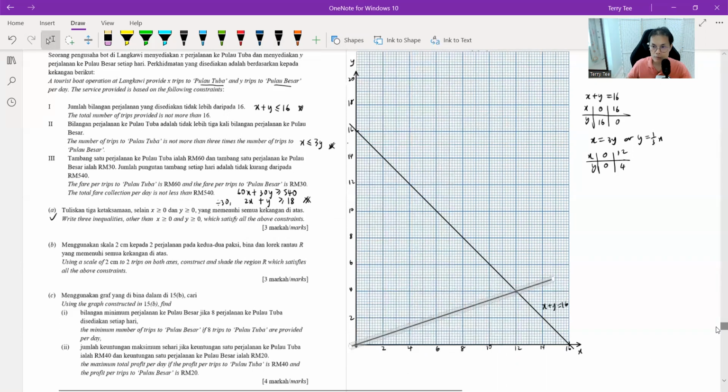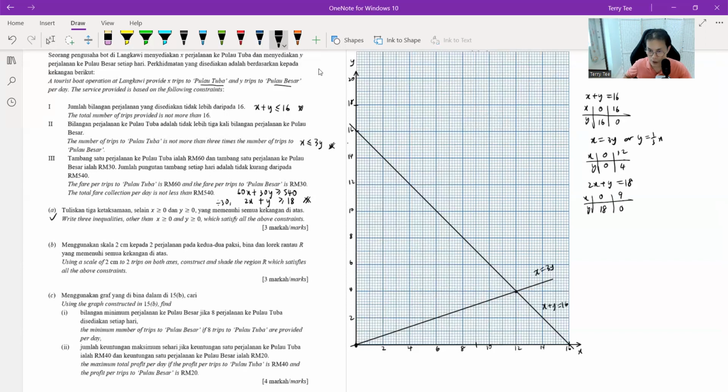Okay, so this will be x equals 3y. All right, third will be 2x plus y equals 18. 2x plus y equals 18. Now I'd like to use, again, x equals 0. When x is 0, y is 18. When your y is 0, x is 18 divided by 2, which is 9. So 0, 18, which is here, 9, 0, which is here.